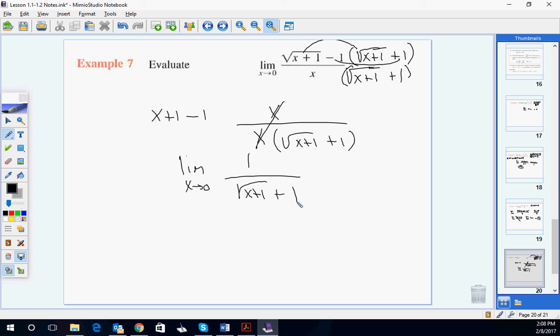We're okay? So you plug 0 in. 0 plus 1 is 1. Root of 1 is 1. 1 plus 1 is 2. Your answer is 1 over 2. Is that limit.